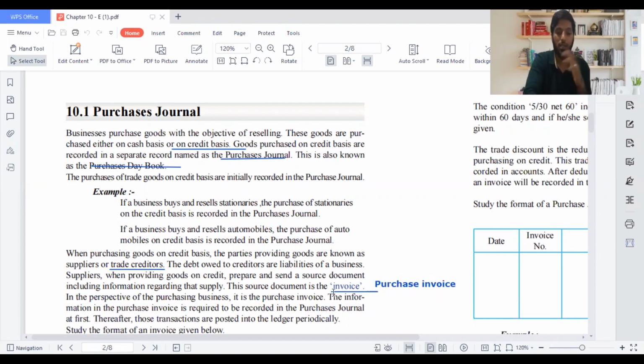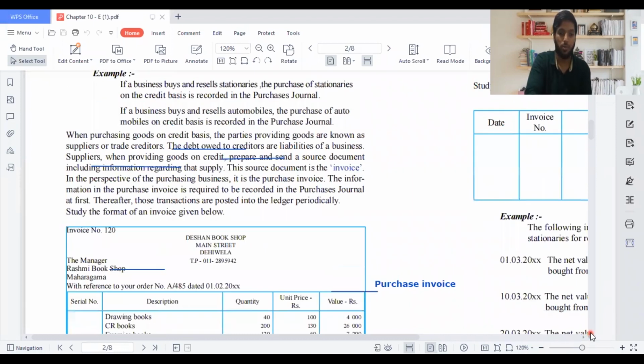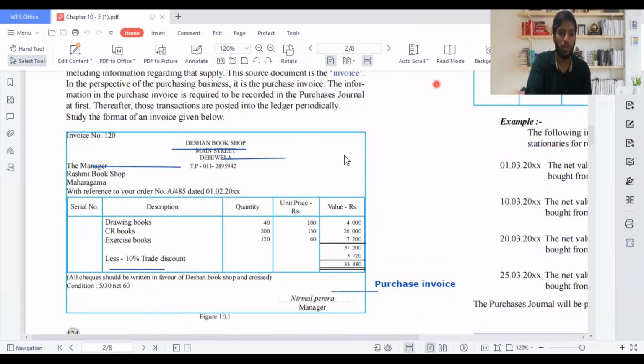That's how easy it is. After that, you should know the format of the purchase invoice. The same format is tested in your exam. So I'm going to go a bit down. Now this is an invoice. This is not the format I'm talking about. I'm talking about the purchase journal format. So this is the format they will be giving you in exams.